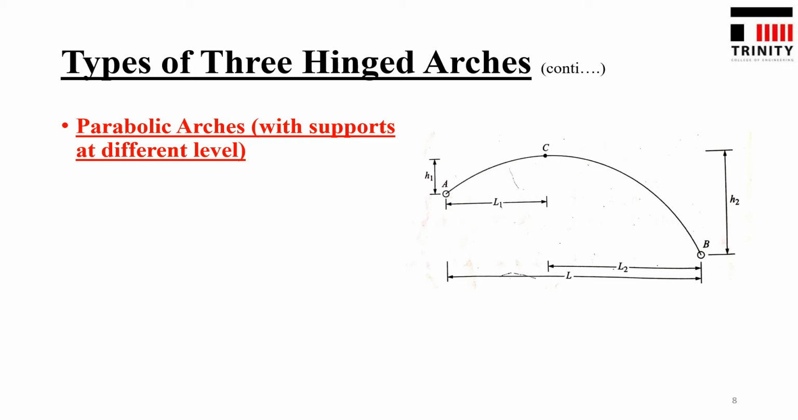So in this case, you need to learn by heart the following formulas. L1 = L root h1 divided by (root h1 plus root h2), and L2 = L root h2 divided by (root h1 plus root h2). So these are the types of three-hinge arches.